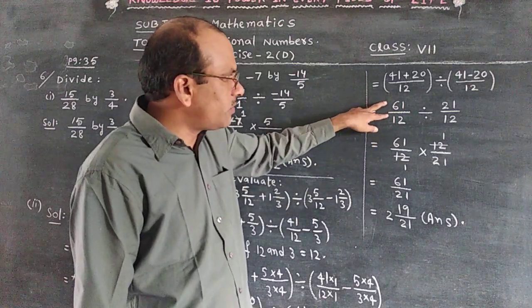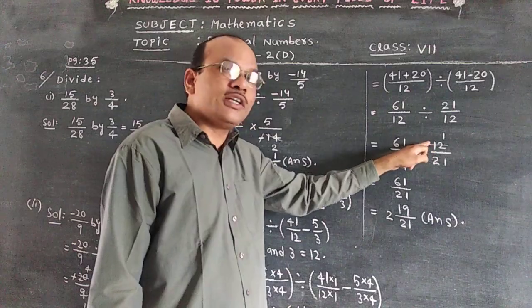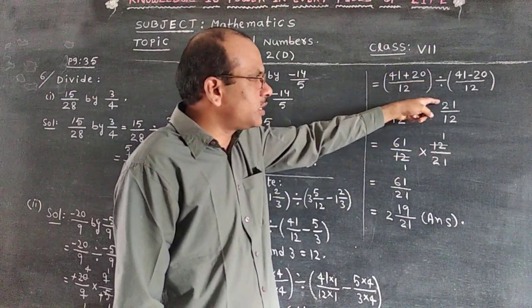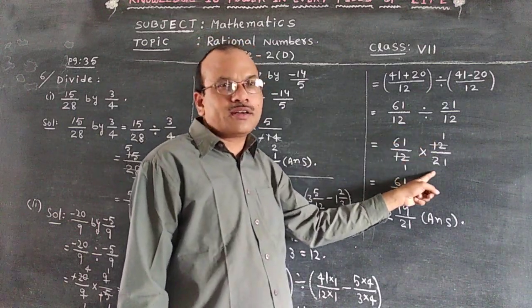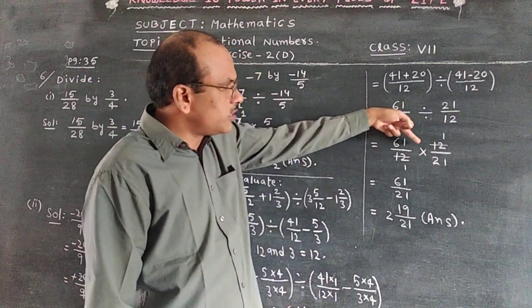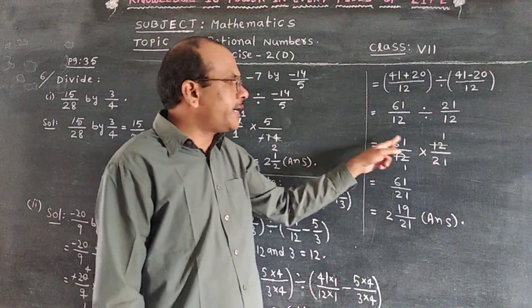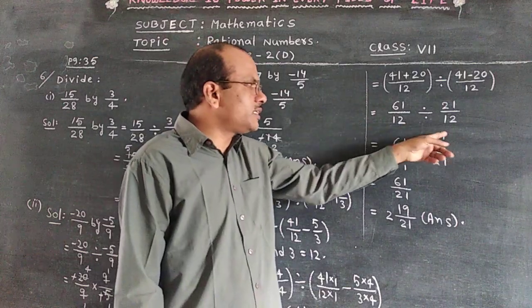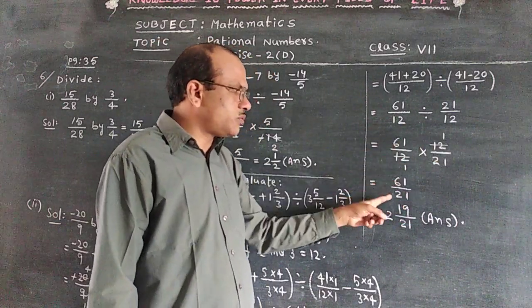Now 61 by 12 is taken as it is, the divided by symbol is changed to the into symbol, then we have to write its reciprocal. 21 by 12 is going to be changed as 12 by 21. Now there is a common factor to cancel, 12 and 12. 12 once, 12 cancel. Again no more possibility for cancellation. That's why 61 ones are 61 by 21 ones are 21.